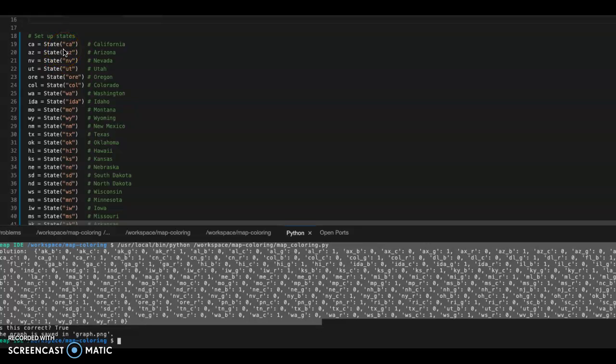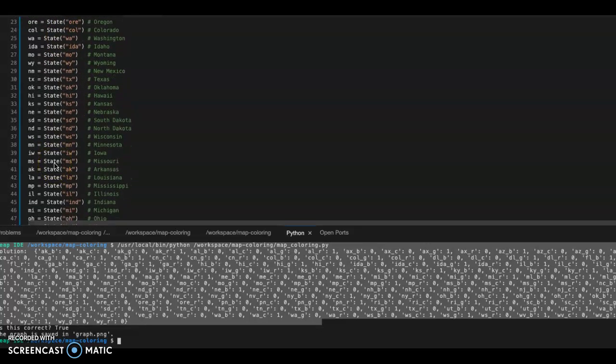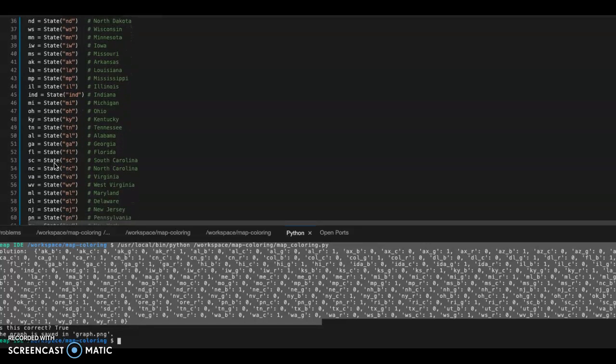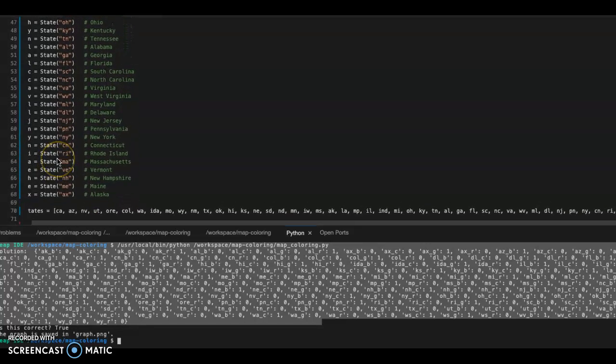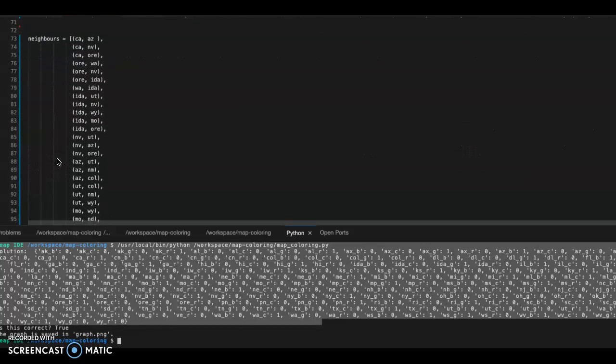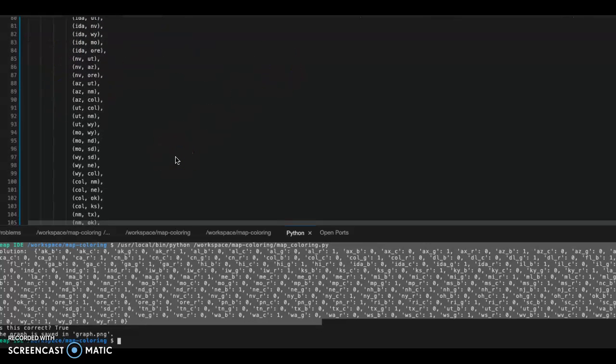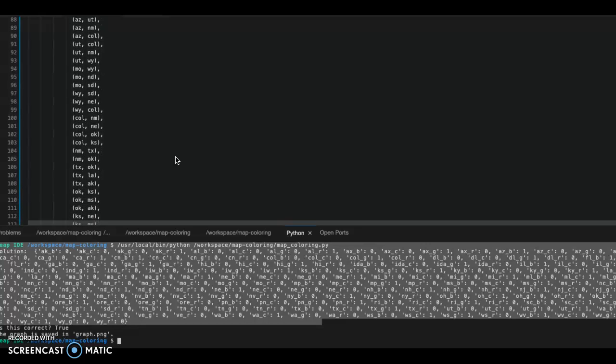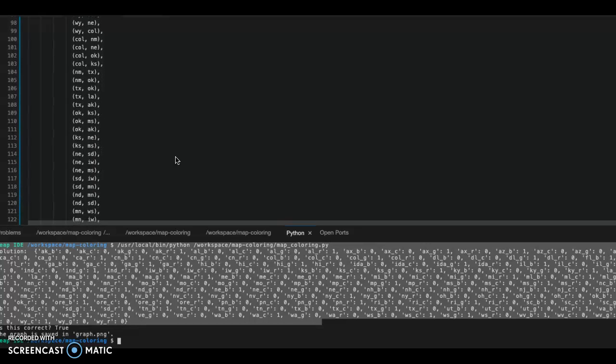So as you can see here, I created all of the 50 states. And then I went through and did each state and what neighbors they have, so it would not color two states the same color. And I had to go back into this quite a few times because I kept missing some.